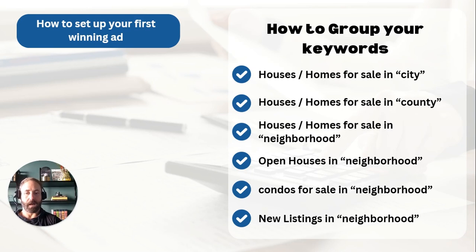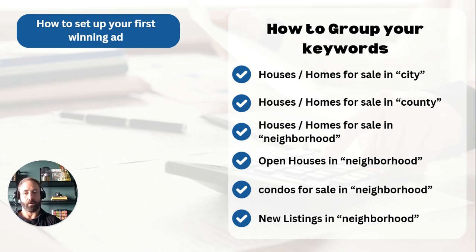So we would do homes or houses for sale in a city, so San Diego. Homes or houses for sale in Maricopa County, which is a county in Arizona. Homes or houses in a neighborhood. So there are neighborhoods basically broken up in San Diego. One's Normal Heights, one's North Park. They're specific areas. So in yours, it might be the same, where areas are broken into smaller places.